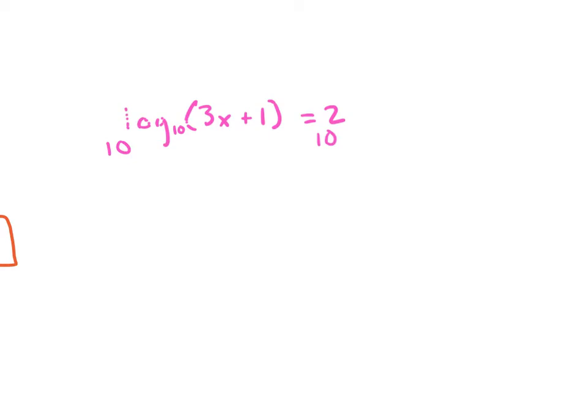So what happens on the left side? The 10 and the log base 10 cancel. So we're just left with 3x plus 1. And then what do we get on the right side? 10 squared is 100. And then we just solve for x. This is basic algebra here. So subtract 1 on both sides. 3x is equal to 99. Divide by 3. X is equal to what? 33.